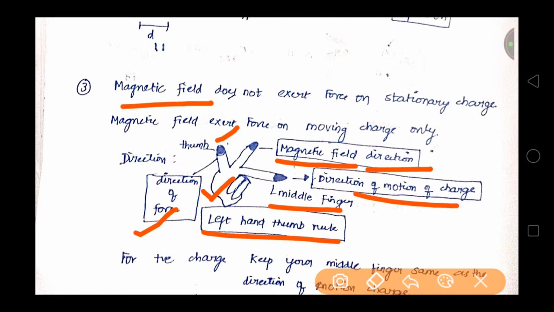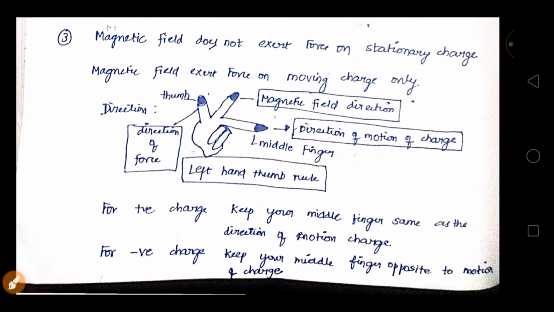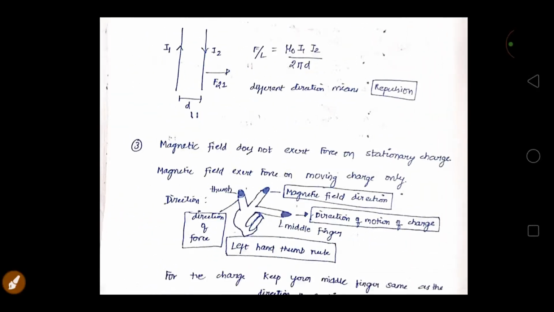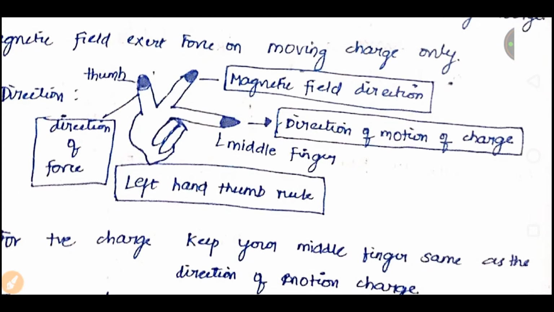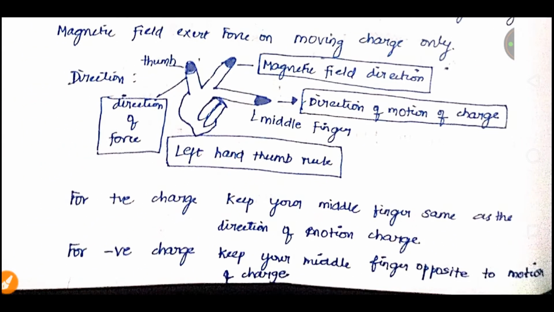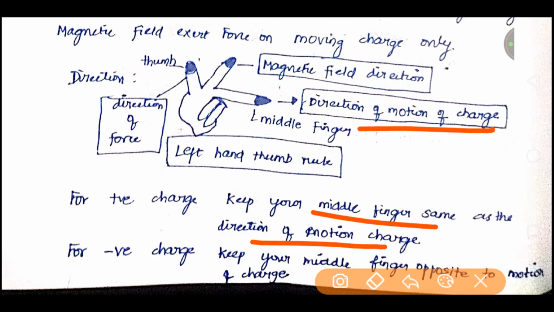You should know this: a magnetic field does not exert force on a stationary charge. A magnetic field exerts force only on a moving charge. Also you should know this rule: for a positive charge, keep your middle finger in the direction of motion of charge. If a positive charge is moving like this, keep your middle finger in the same direction.